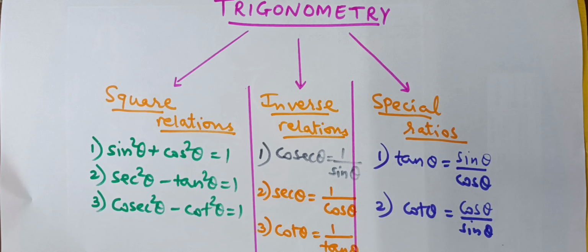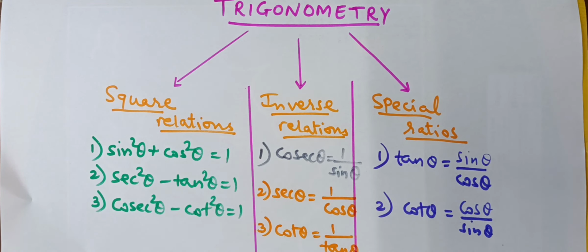So these are the three main square relations for proving any result in trigo. After square relations, we have to remember three inverse relations. In inverse relations, the first two are very, very important. That cosec theta is the reciprocal of sine. It means we can write cosec as 1 by sine and sec as 1 by cos. And third is cot theta equal to 1 by tan theta. That is not that much important.